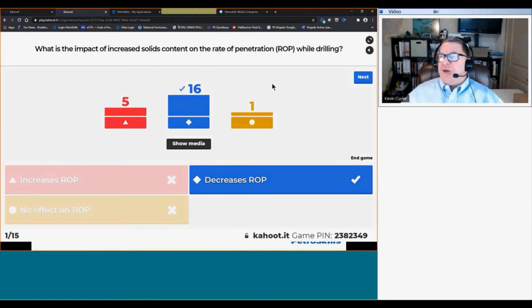All right, time's up. I have 16 people that say it decreases the ROP. Very, very good. I've got 5 people that say it increases the ROP, and 1 person said there's no effect. Remember, as you add solids to your fluid system, it will decrease your rate of penetration. It slows it down because the fluid doesn't pump as fast. You can't drill as fast. The drilling rate is very grainy, as we call it in the fluid business.